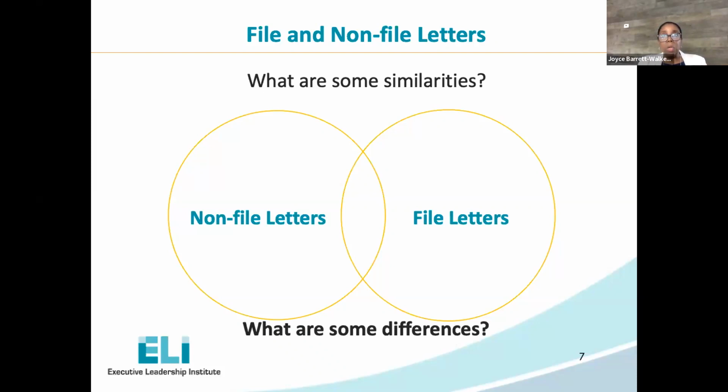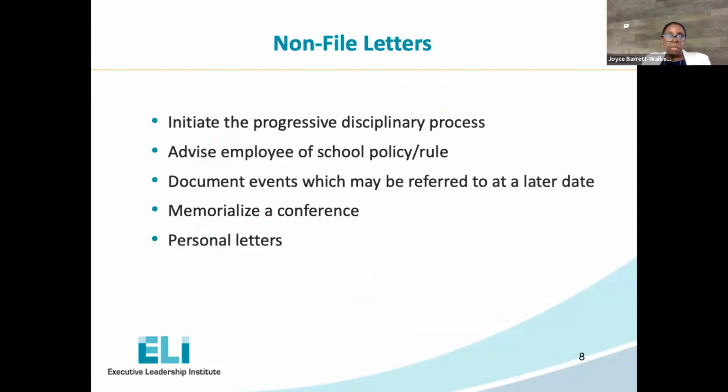A non-file letter, or as we call them, counseling memorandum, is to give staff members notice of your concern, of what infraction they have created. So you can always mention what you put in a non-file letter in a letter to file, because you have given them warning, and that is part of your progressive discipline. Okay, here is some additional information. You initiate the progressive discipline process that I just described. You advise employees of school policy and rules. That's your handbook. Document events which may be referred to at a later date. So you can use the information from your non-file letter in a file letter.